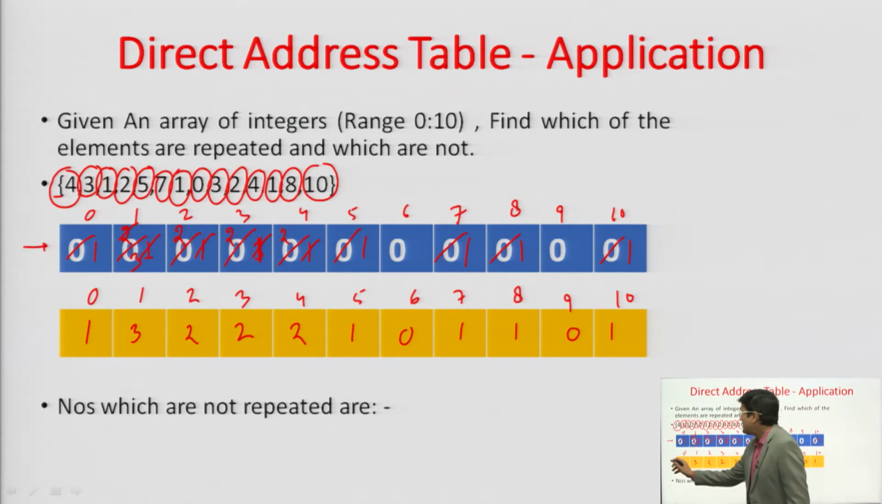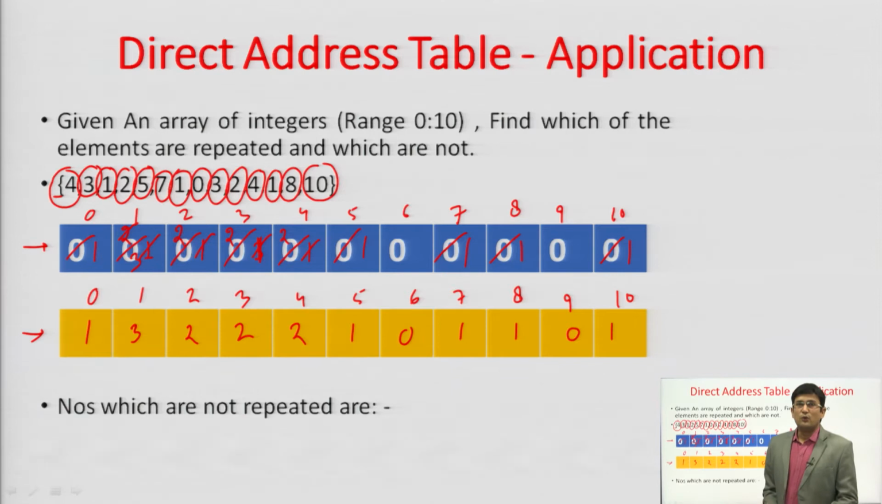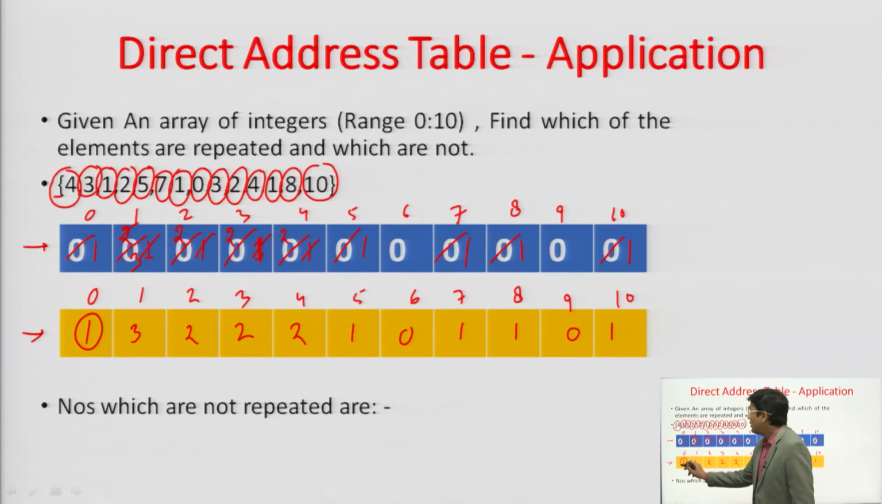So you just traverse this table and you will be able to find out which of the numbers are not repeated. For example, if I traverse the table, we go to the 0 index, the quantity here is 1, we can say that the number 0 has not got repeated. So print this number 0.